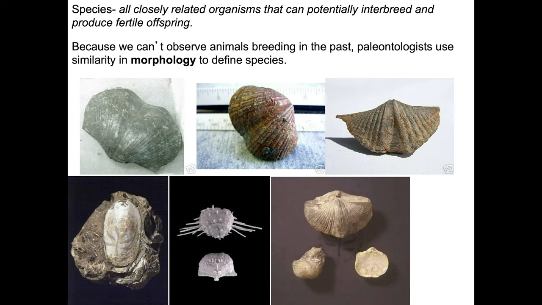That's another story. A species, again, is defined as all closely related organisms that can potentially interbreed and produce fertile offspring. We can't observe animals breeding in the past, so paleontologists use similarity in morphology to define species, a similarity in the shape, the morph of organisms. Here we see a variety of brachiopod species, and they're going to be defined by the differences in shape of their shells. These aren't clams. They're not even closely related to clams. Very different organisms. They look similar, but they're very different.